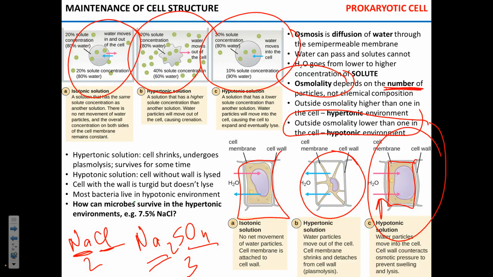Pickles. Things like pickled eggs, pickled cucumbers. Why don't they go bad? Yeah, because of salt, because it's hypertonic, extremely hypertonic.